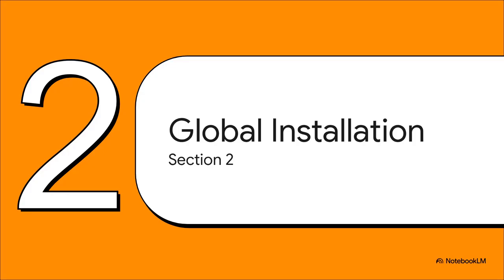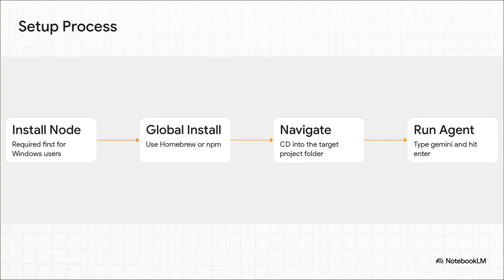Moving on to Section 2, global installation and setup. Getting this up and running locally is super straightforward. Okay, so if you're on Windows, your very first step is to make sure Node.js is installed. After that, it's just a single global install command. For Mac users, you can simply use Homebrew, while Windows users will go the NPM route.